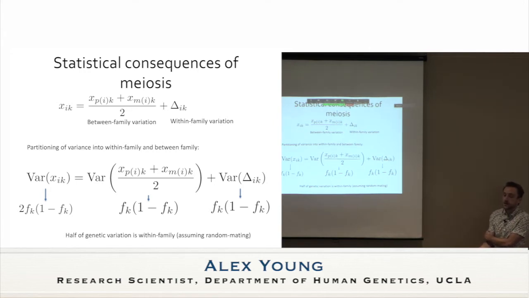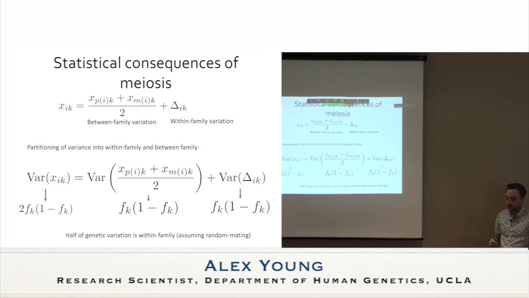Which is kind of a surprising result, or at least I found it surprising when I first thought about it, because you don't think that half of the genetic variation in the population is actually within siblings, basically. Siblings can capture half the variation. Important caveat, though, is this is assuming random mating.